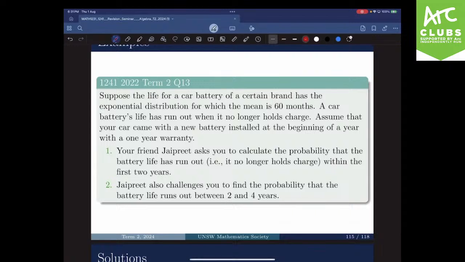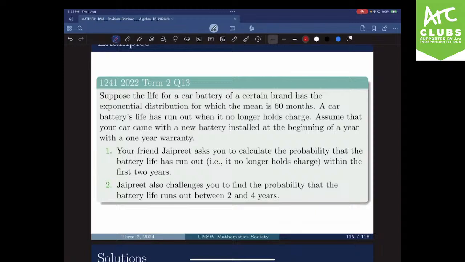Okay, so here we have a question. Suppose the life of a car battery of a certain brand has an exponential distribution for which the mean is 60 months. And then for the first question, you want to calculate the probability that the battery life has run out within the first 2 years. How do we do this? We just take the probability of it running out between 0 and 24 months.